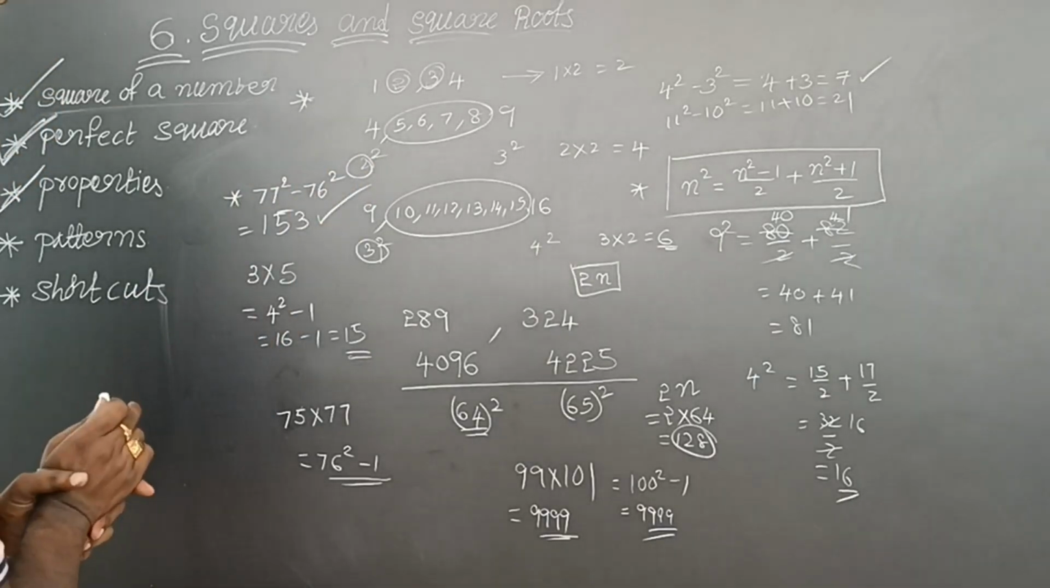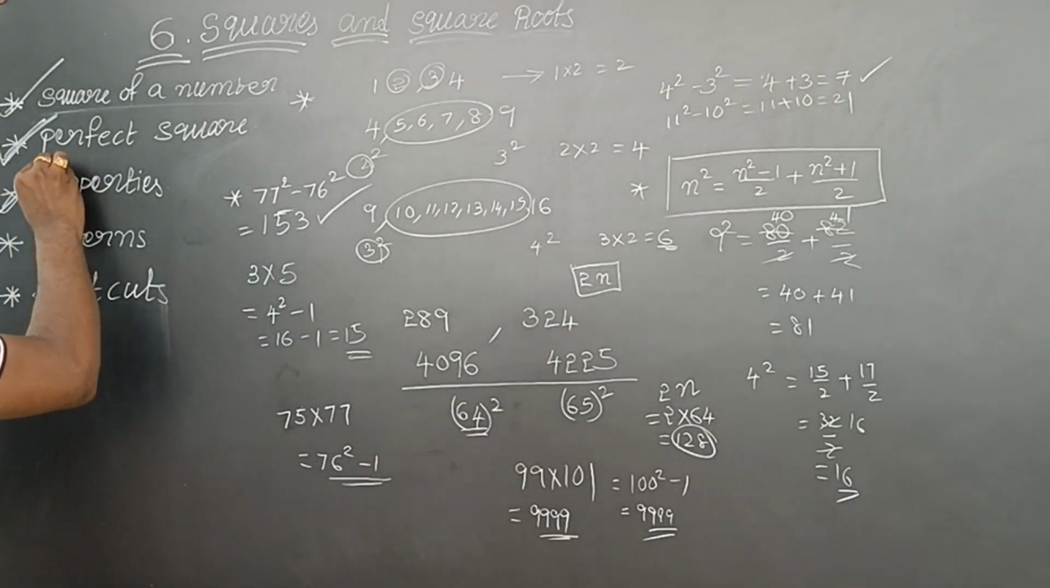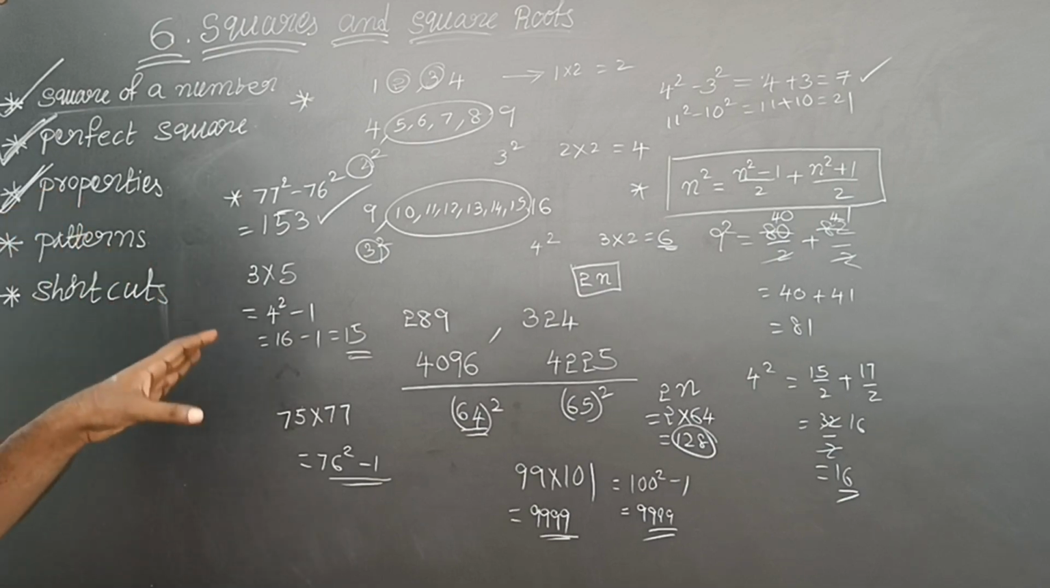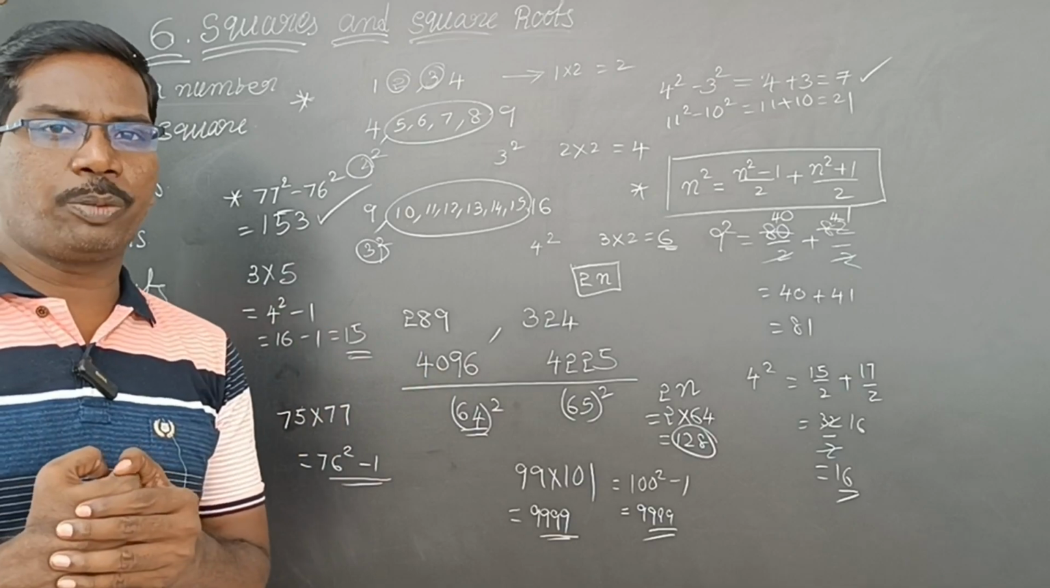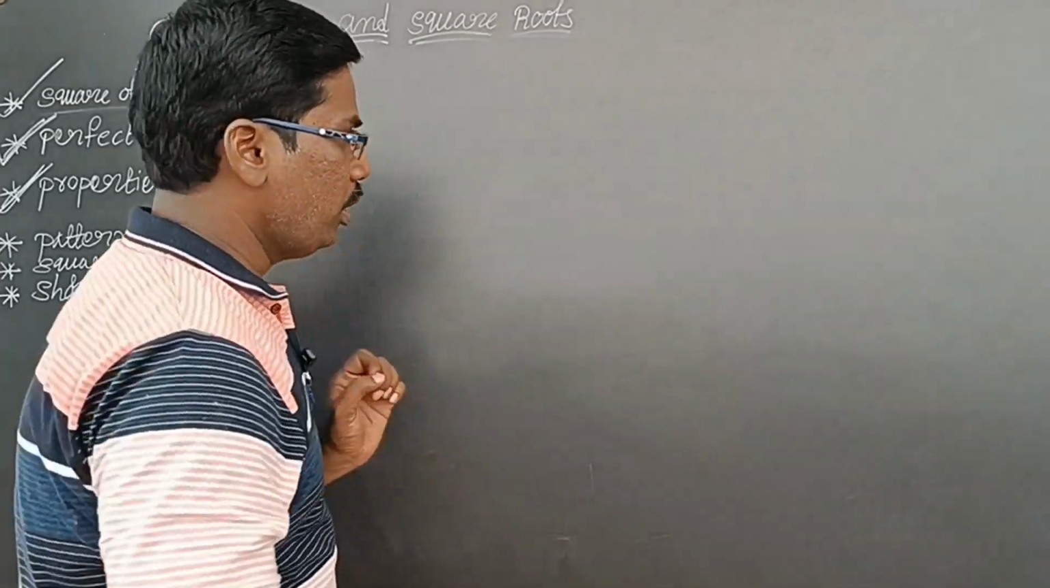So like that, we can write the answer so easily for any square. These are all the square properties. Next, we will go for patterns. Some patterns are there. The patterns are most important, so let us discuss patterns. Next, one more property is there.